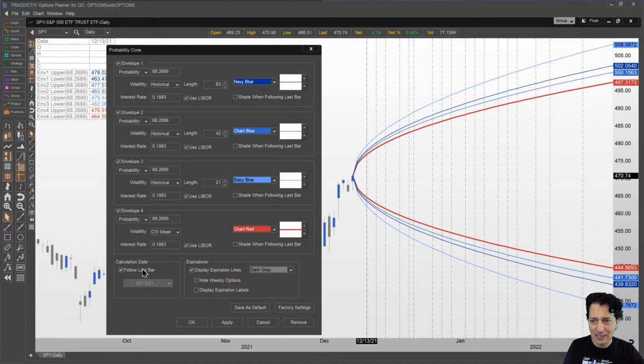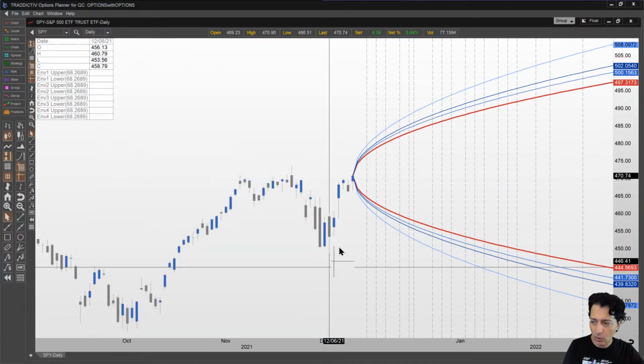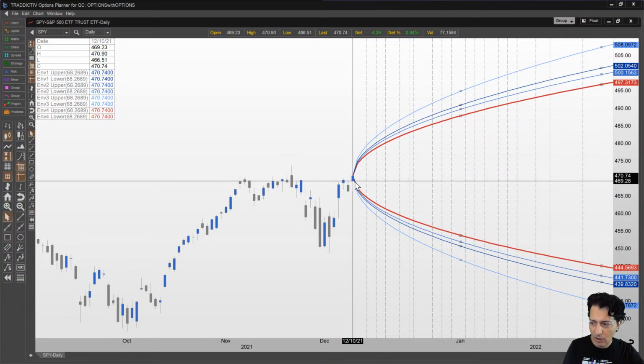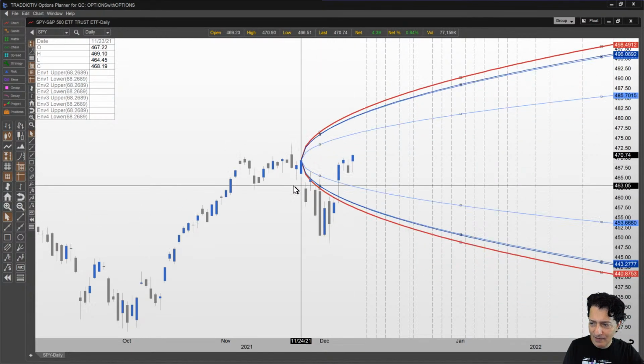And then the last one I would like to mention is the calculation date, which by default comes as follow last price. So when you insert it, it's located on the last candle. But it doesn't need to be like that. You can actually use a prior date, or instead of manually selecting a date, you can just go ahead and drag it. So you can grab it, and now that I have it, I can drag it here.